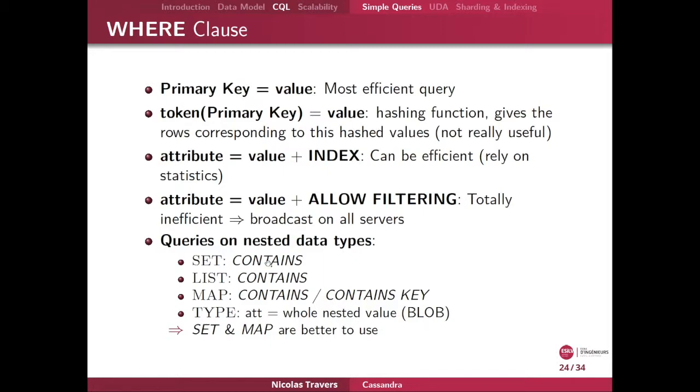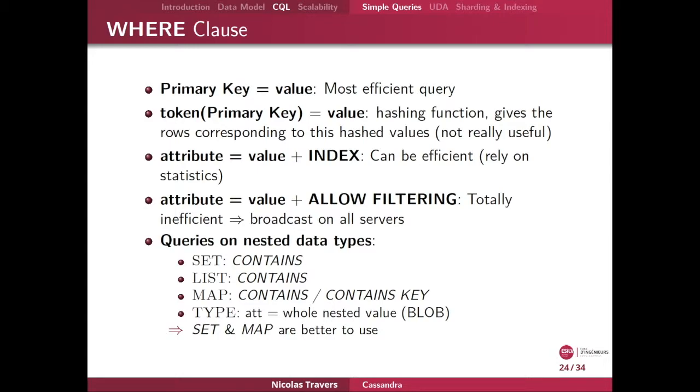And then, if you want to query information that is nested inside data types, you need to use the contains in the query. Or you can use also contains key in order to see if the map contains a specific key. And then for types, it's not possible to query information inside the type. You need to use the attribute of this type and the whole row that corresponds to this type.